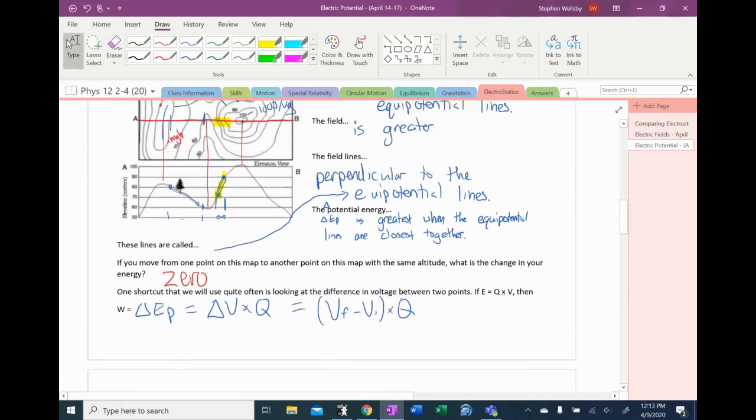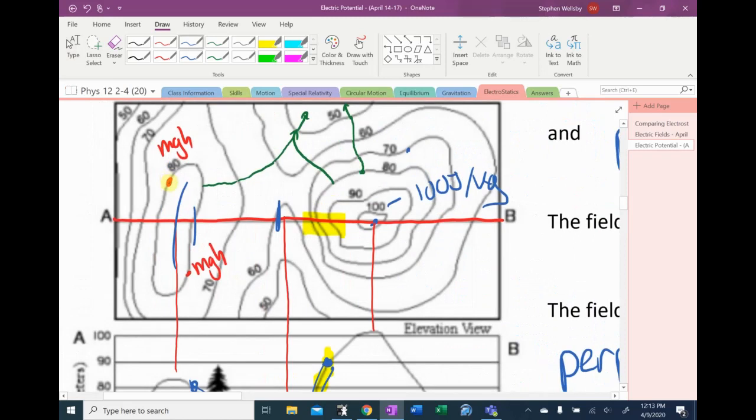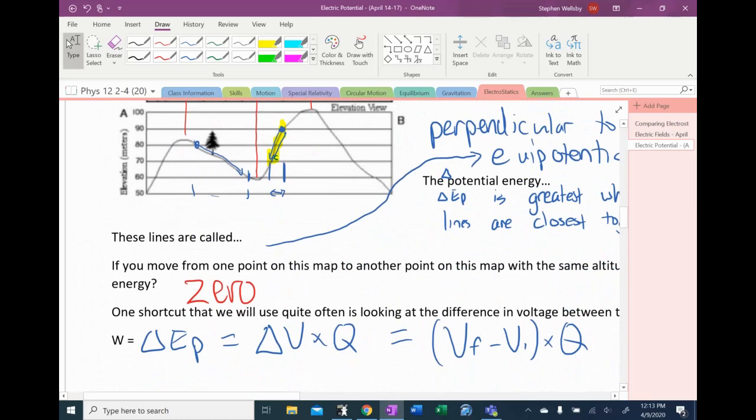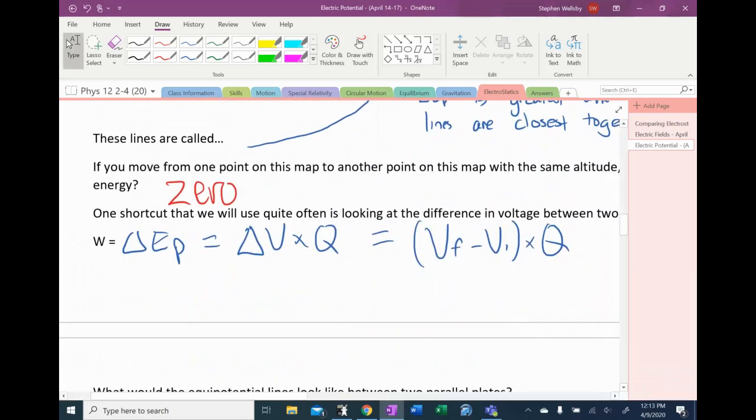So you can either write it this way, or you can write V final minus V initial multiplied by the charge. So if this, say, for example, is 80 joules per coulomb, and this is 60 joules per coulomb, well then there's a total potential difference of 20 joules per coulomb. So if I put a 1 coulomb charge going from here to here, that would be 20 joules of potential energy, either gained or lost, depending on the direction that it's flowing.